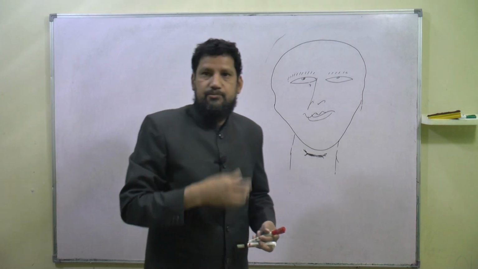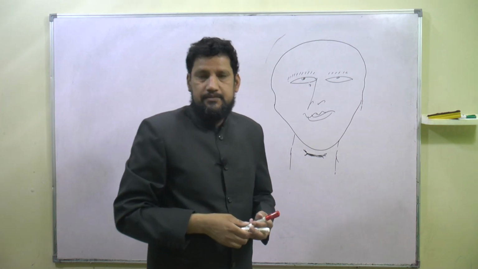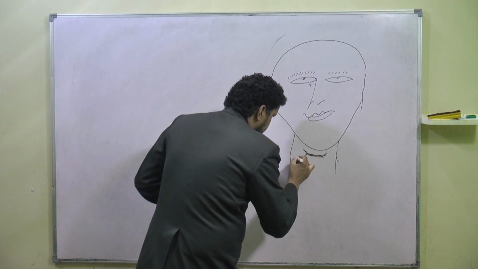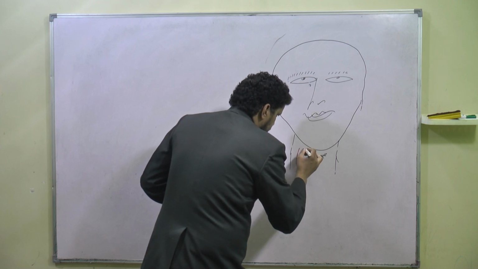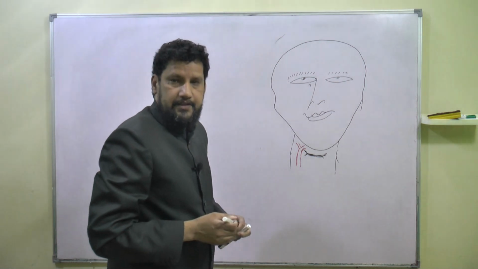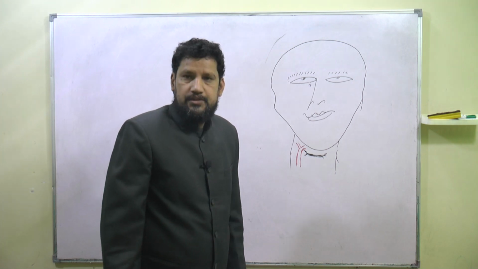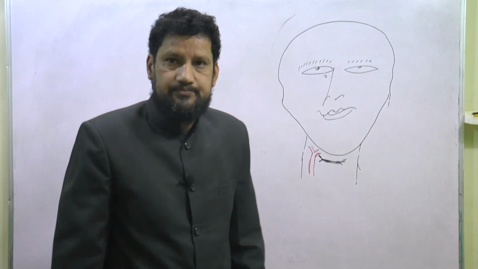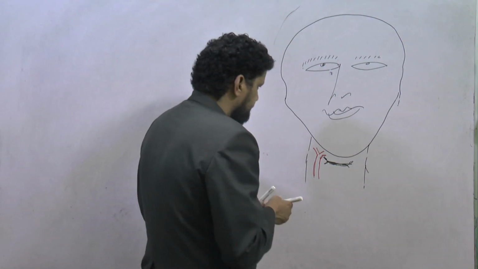This is the hyoid bone. We can feel our hyoid bone behind the mandible. The hyoid bone has two pairs of cornua, the greater and the lesser cornua. At the level of the greater cornu of the hyoid bone, there is the origin of the facial artery.